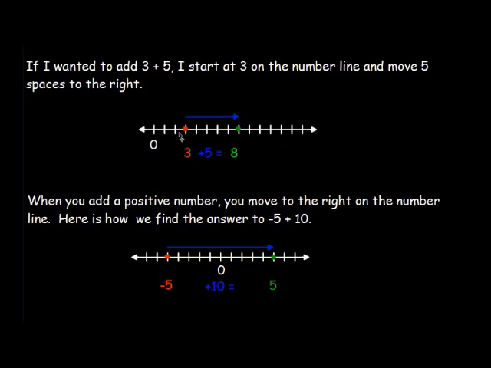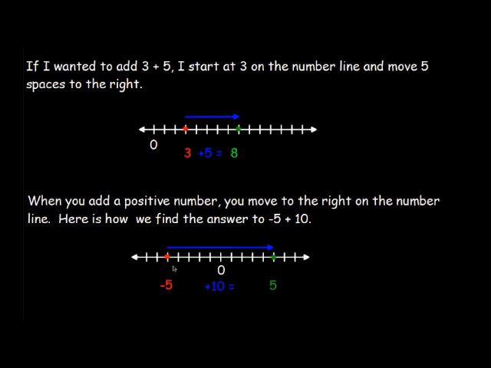So again, we started on 3. We went 5 to the right: 1, 2, 3, 4, 5. And since we moved to the right on the number line, that means we added a positive number, and we're always adding. So we got 8. If we look at this one, it says when you add a positive number, you move to the right on the number line. Here is how we find out the answer to negative 5 plus 10.